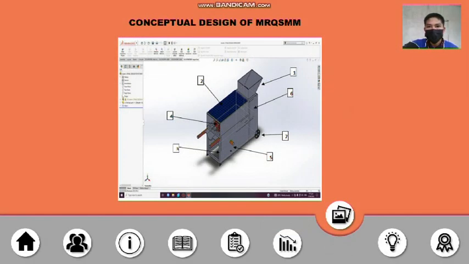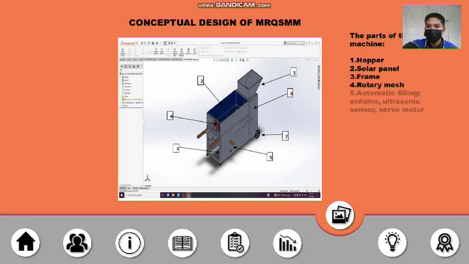Conceptual design is the parts of the machine. First is the hopper, second is solar panel, third is frame, fourth is rotary mesh, fifth is automatic filling, the Arduino, ultrasonic sensor and servo motor, and sixth is electric motor, belt, battery, and seventh is wheel.